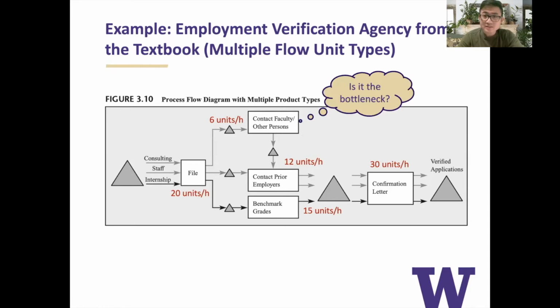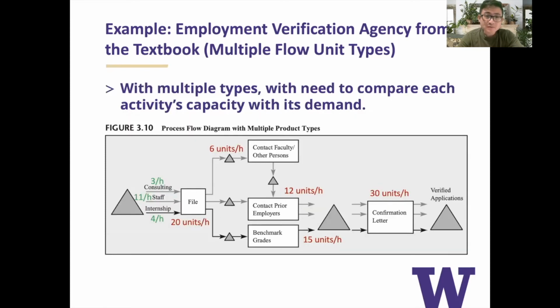Actually, now we need to consider the demand or inputs in this case. So let's assume that we have 3 applications per hour for consulting, 11 applications per hour for staff, and then 4 applications per hour for internship. Let's assume that this is our demand or inputs. So for this example, with multiple types, we need to compare each activity's capacity with its demand.